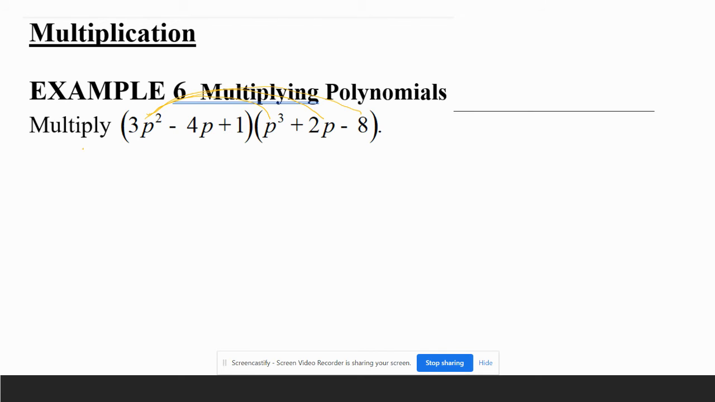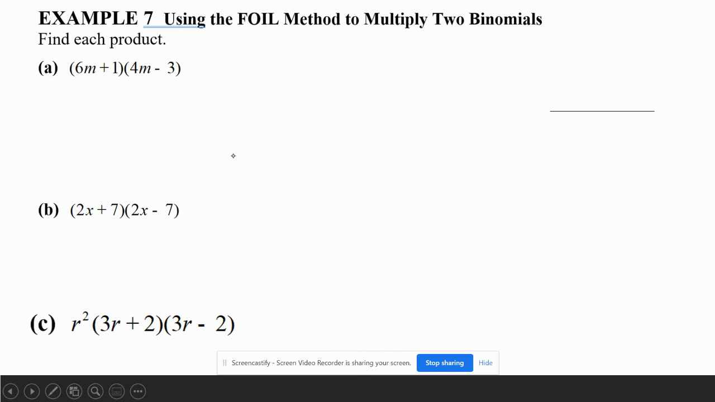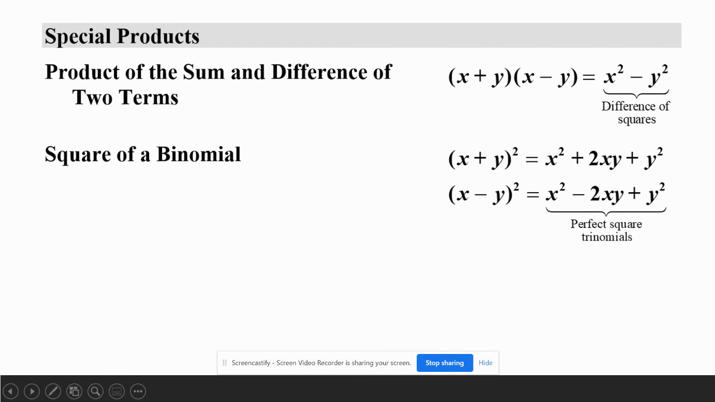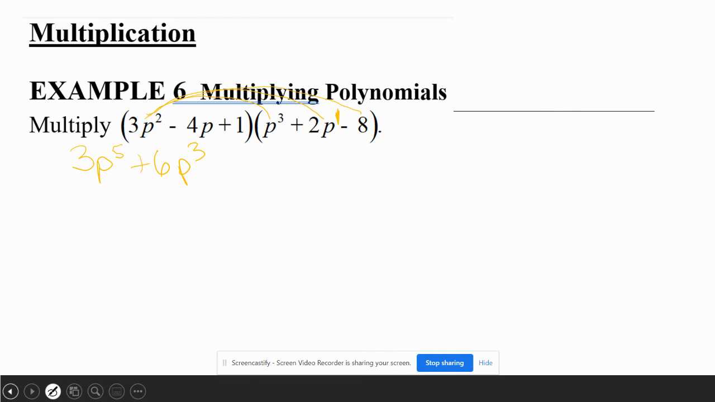So 3 times 1 is 3. P squared times p to the third, 2 plus 3 is 5. 3 times 2 is 6. P squared, this is p to the first. So 2 plus 1 is 3. And then 3 times negative 8 is negative 24. And then we keep the p squared because there's no p with the 8.